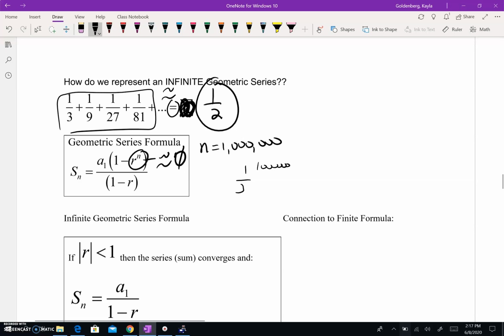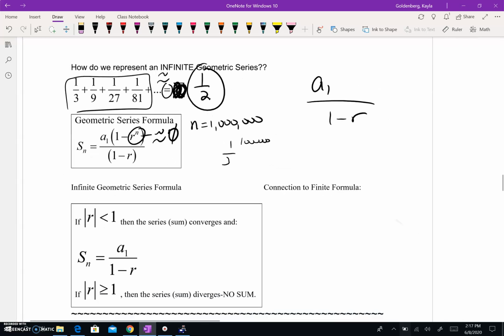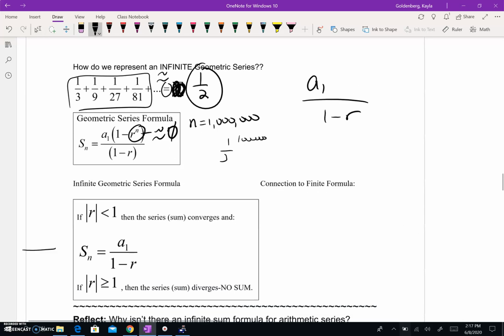So then what will happen is my formula will become a1, the first term, times 1 minus nothing, all over 1 minus the ratio. Well, 1 minus nothing is just 1, and 1 times a1 is a1. So your formula simplifies to the formula that I've got below here in the box, and this is our infinite sum formula. The only rule is that your ratio has to be smaller than 1 when you take the absolute value.